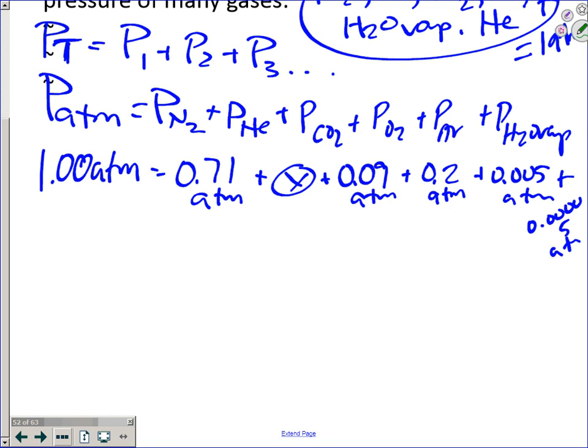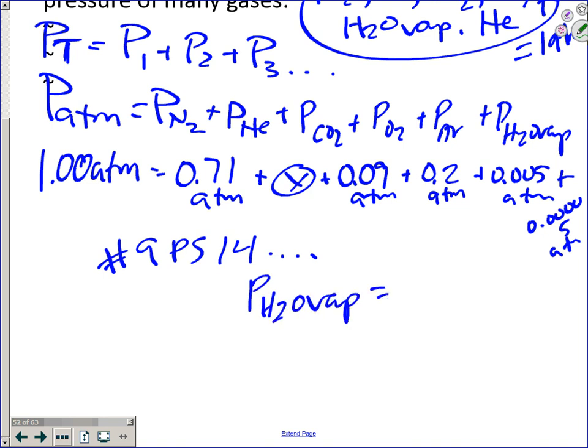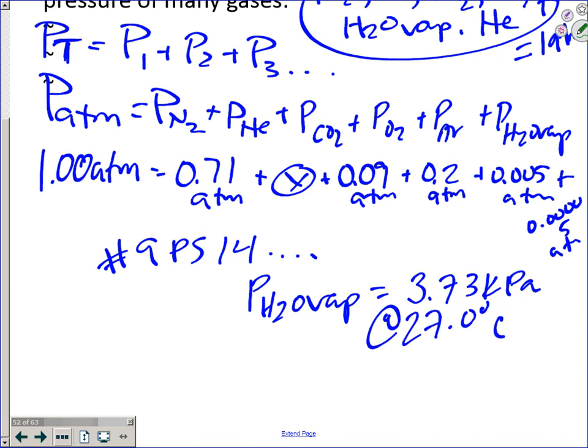All right. So there's number 9. Maybe write this down for yourself later. Number 9 on PS 14: there's a water vapor pressure that's not given to you, that needs to be given to you to solve the problem, and it's 3.73 kPa at the 27 degrees Celsius temperature that it gave in the problem. So number 9 on the problem set requires you to use Dalton's law. You need that piece to solve for number 9.